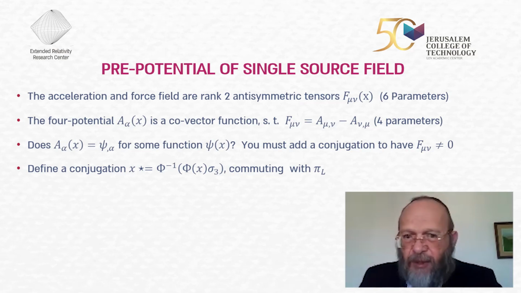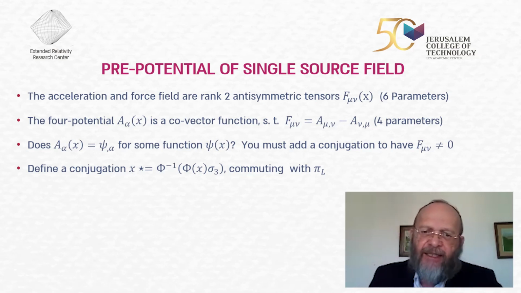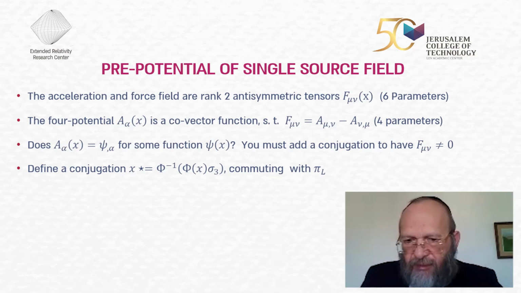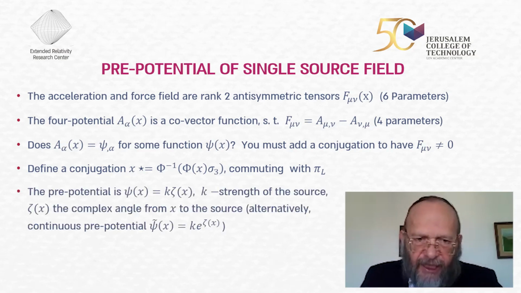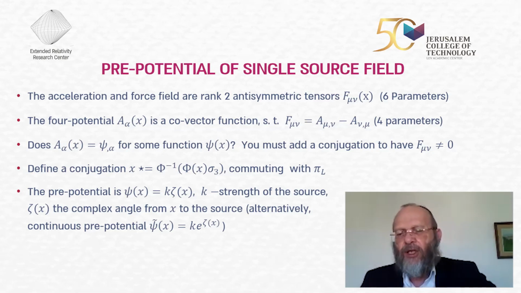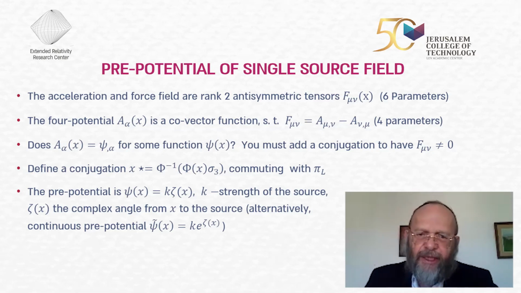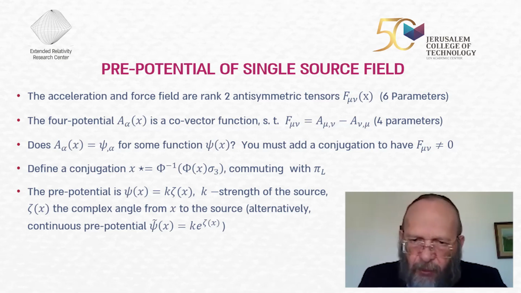So it is a symmetry because sigma squared is the identity. Applying it twice gives the identity. What it is doing in the representation phi of x is very simple. It changes the sign of the second column. That's all. Very simple representation. And then we define the prepotential to be k times zeta of x. K is the strength of the source. For sure, as the source is stronger, the field will be proportional to the strength. And this will be the angle.